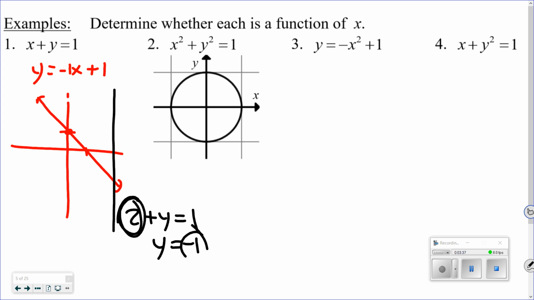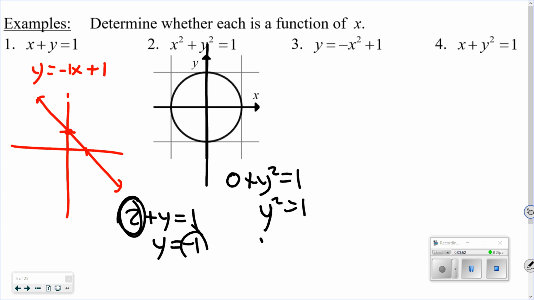This next one definitely is not a function. You can see it touches twice all the way across there. If you want to think about the structure of the equation, like when x is 0, if I put 0 in for x, you get 0 squared plus y squared equals 1. So y squared equals 1, I take the square root. When you do that, you have to put a plus or minus in front. So when x is 0, y equals plus or minus 1.